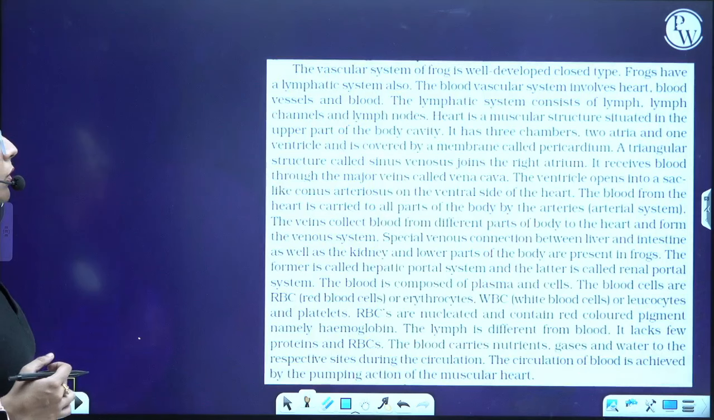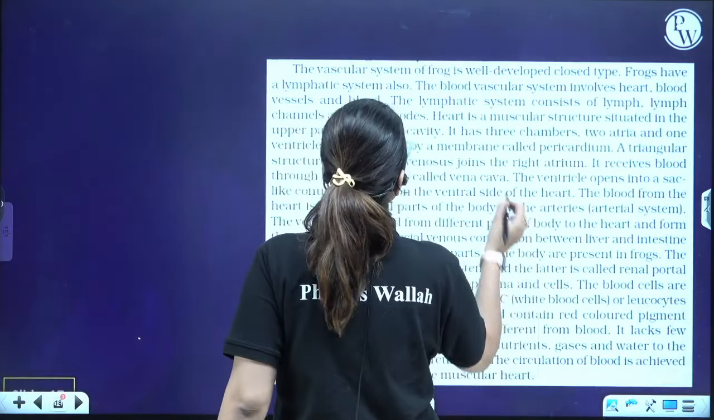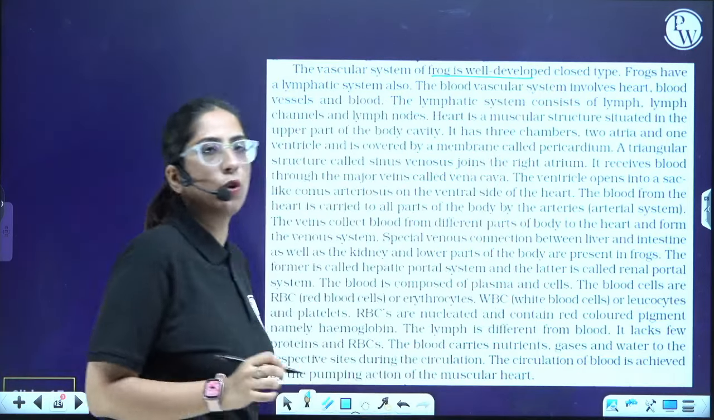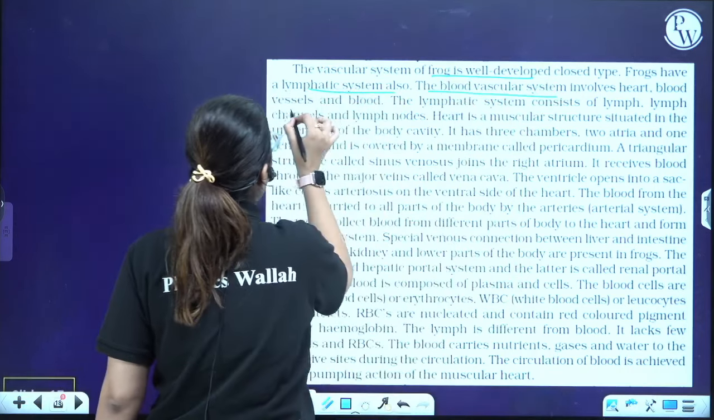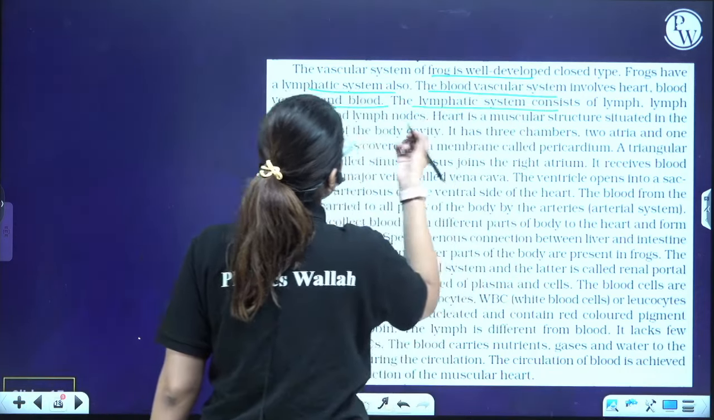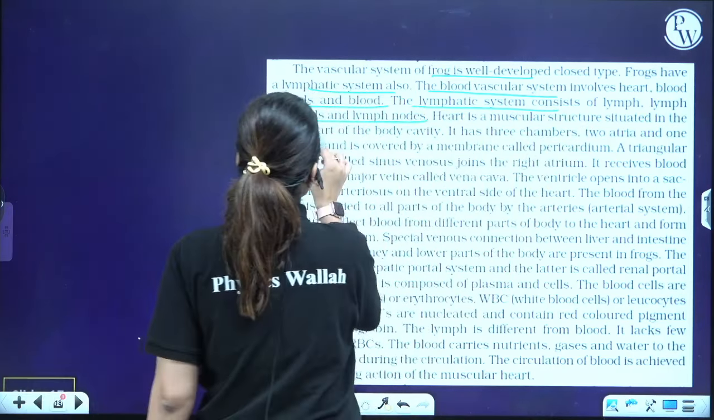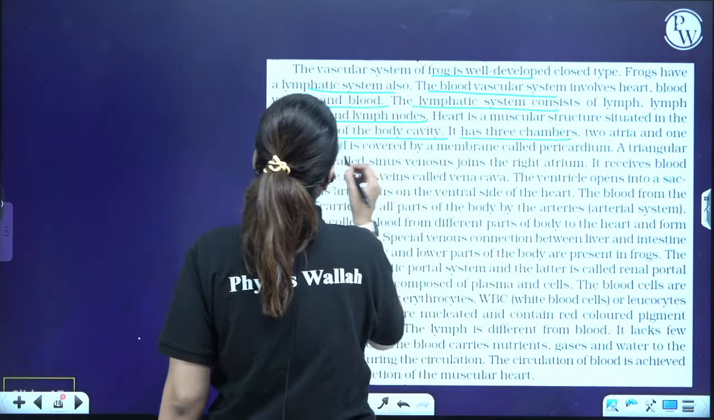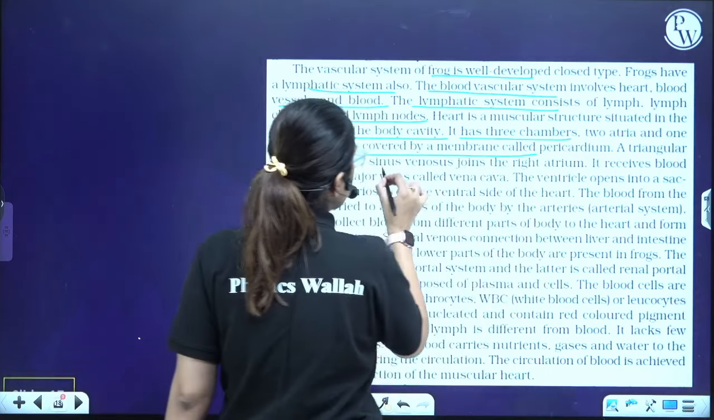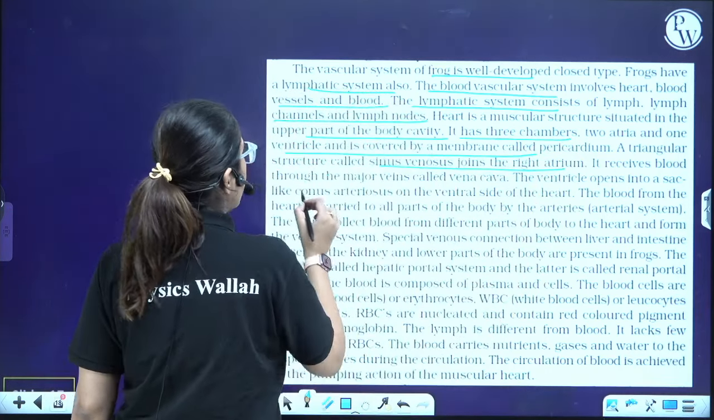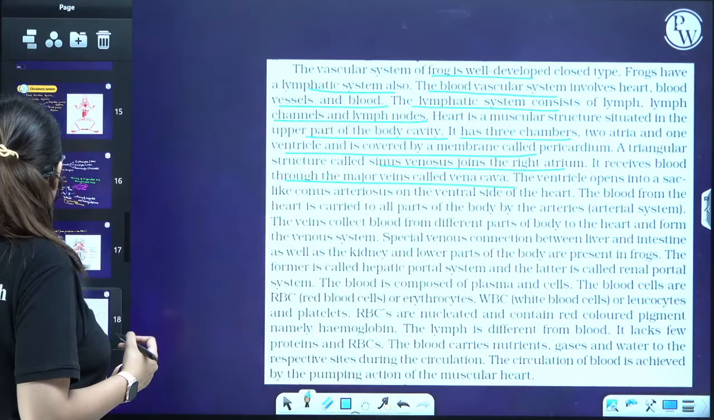Let's quickly do the NCERT reading. The vascular system in frog is well developed. They have a closed type of circulation. Frogs have a lymphatic system also. The blood vascular system involves heart, blood vessels and blood. The lymphatic system consists of lymph channels and lymph nodes like that of us. The heart is a muscular structure situated in the upper part of the body cavity. It has three chambers, two atria and one ventricle, covered by a membrane, the pericardium. A triangular structure, the sinus venosus, joins the right atria. It receives the blood through the major vein, the vena cava. We have done this in the structure also.